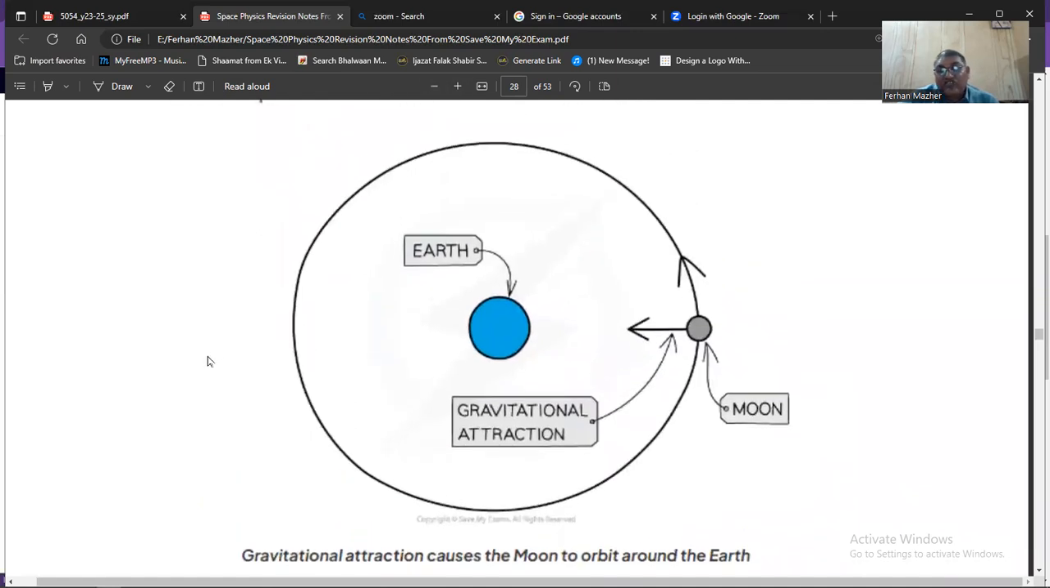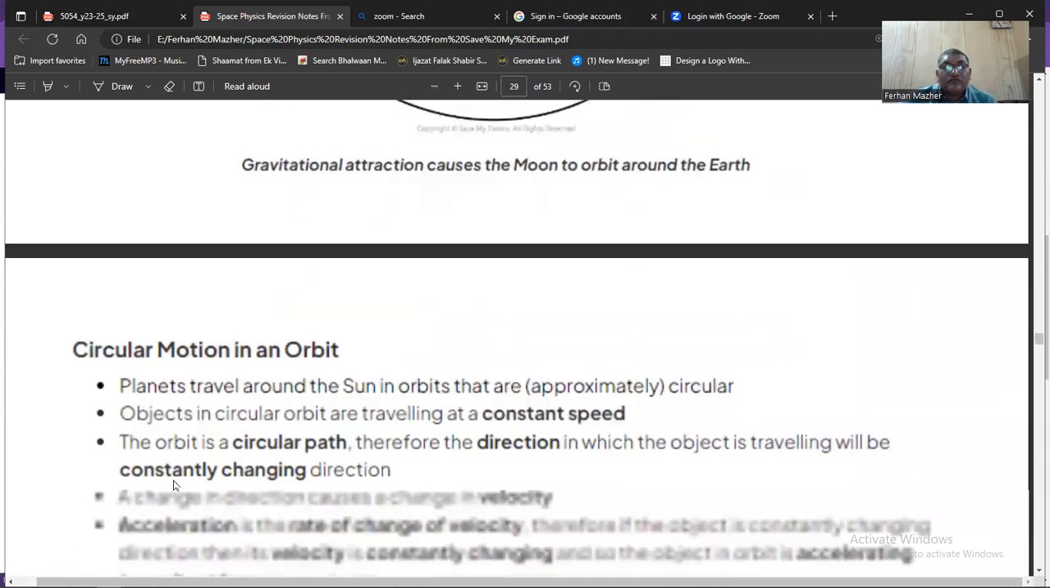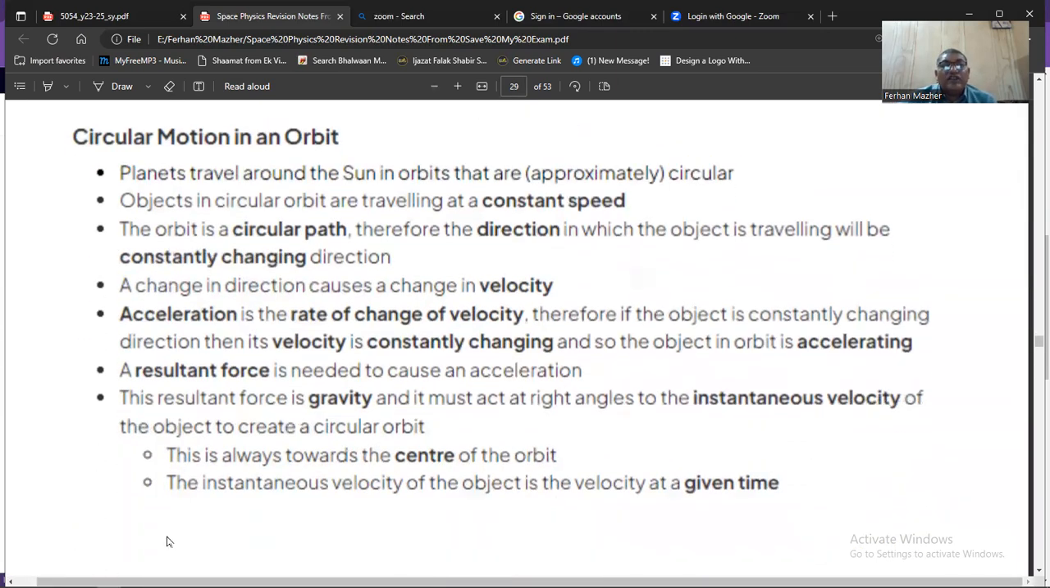Here we have the gravitational attraction that causes the moon to orbit around the earth. So this is the earth, and there we have the moon. The moon is orbiting around the earth, so the gravitational attraction is towards the earth. Circular motion in an orbit.